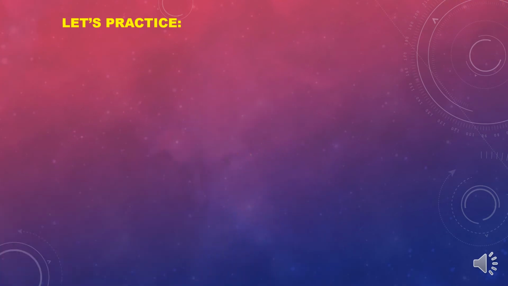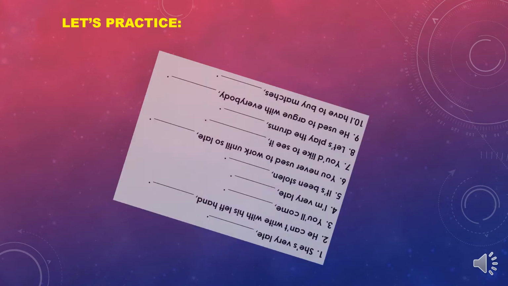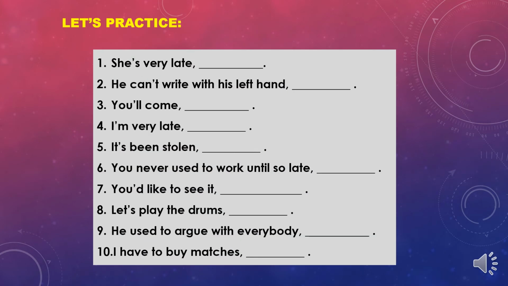It's time to practice. Okay? Look, you have there 10 sentences and you need to add the question tags. Alright? Number 1, she's very late. Isn't she? Correct. He can't write with his left hand. Él no puede escribir con su mano izquierda. So, the answer is correct.